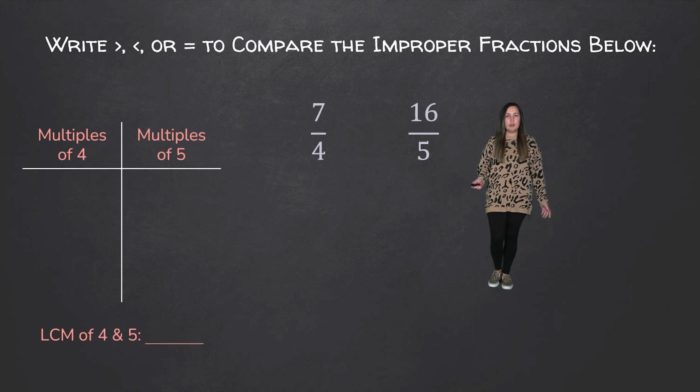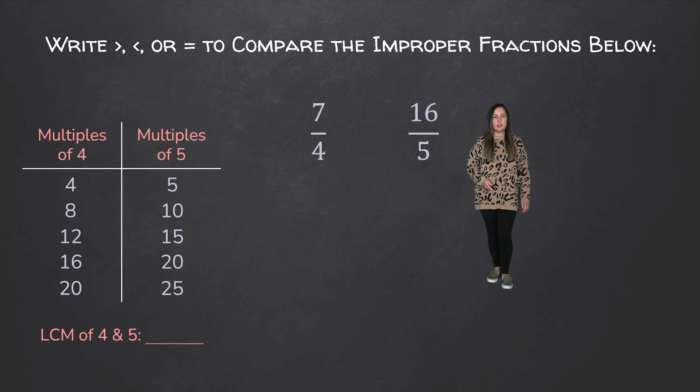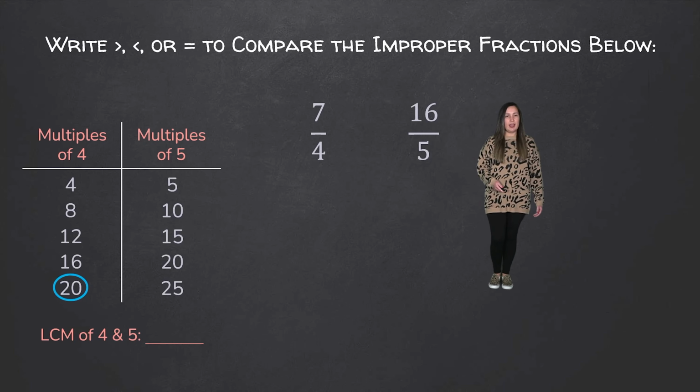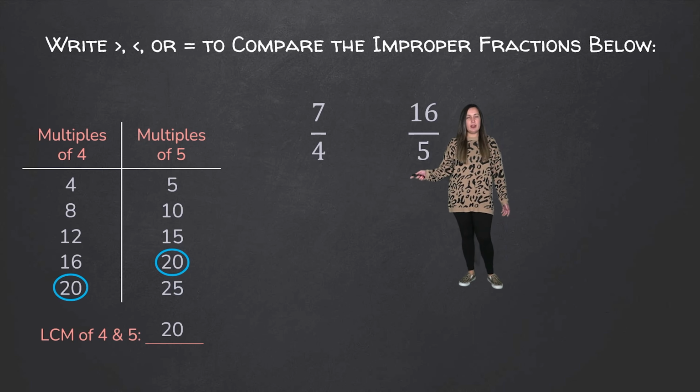So our multiples of 4 are 4, 8, 12, 16, 20, and so forth. And our multiples of 5 are 5, 10, 15, 20, 25, and so forth. So notice that the smallest number they have in common is 20, making 20 our least common multiple. So we want to take both these fractions and write equivalent fractions with 20 as the denominator.